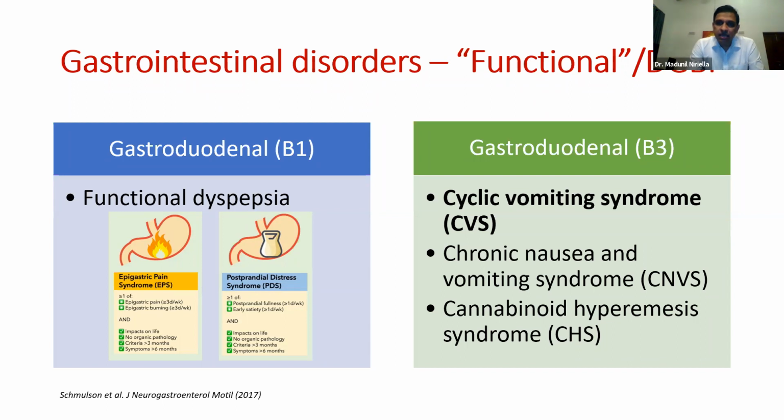The main 3 disease components here, according to the Rome 4 classification, are the cyclic vomiting syndrome, chronic nausea and vomiting syndrome, and cannabinoid hyperemesis syndrome. We'll touch upon these diseases later in the talk.